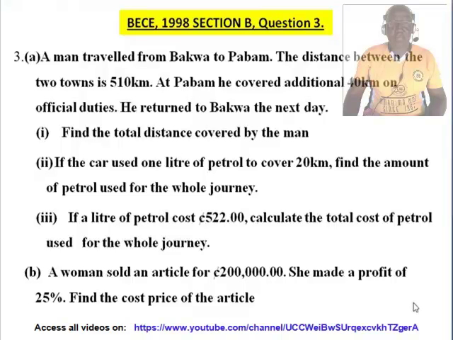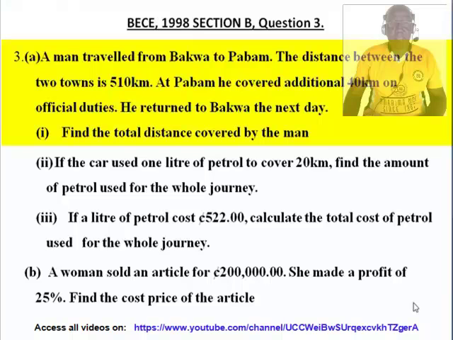BECE, 1998, Section B, Question 3. 3a. A man traveled from Bakwa to Pabam. The distance between the two towns is 510 kilometers. At Pabam he covered an additional 40 kilometers on official duties. He returned to Bakwa the next day. I. Find the total distance covered by the man.